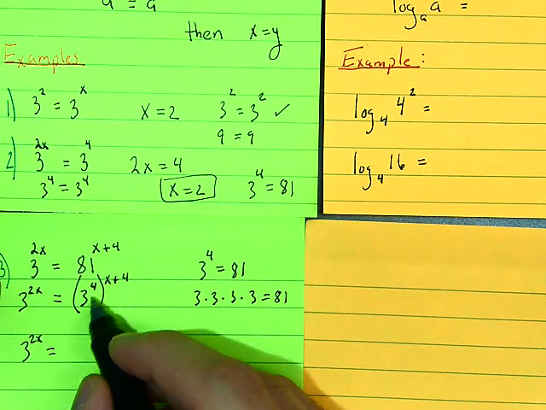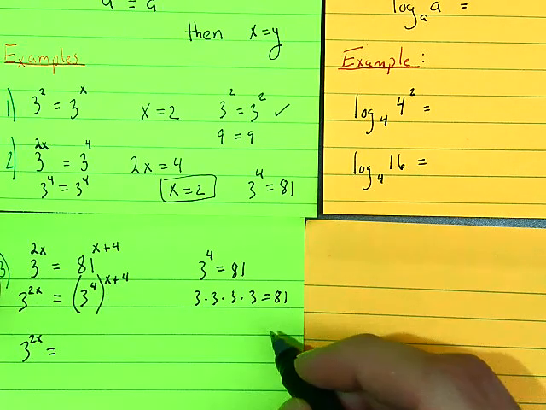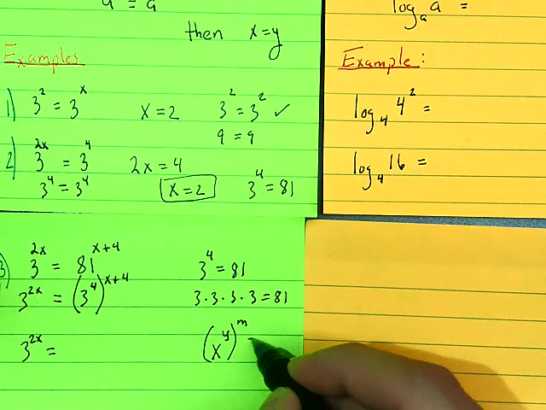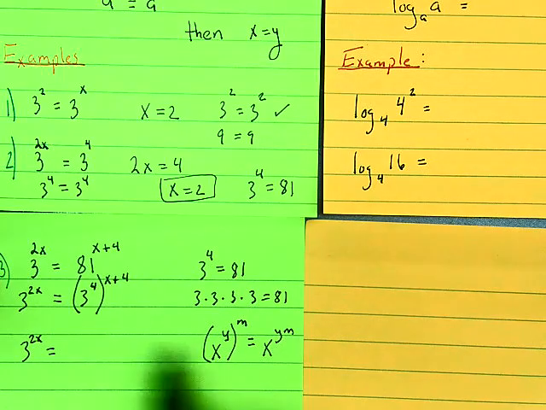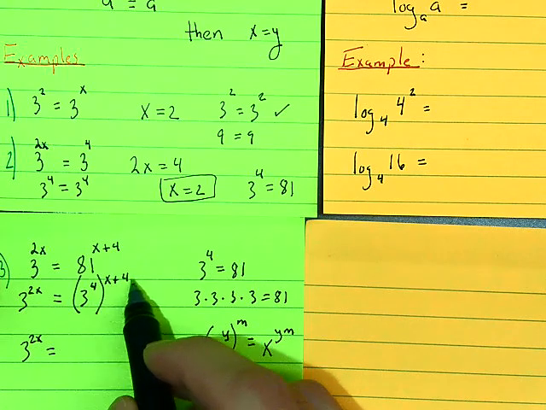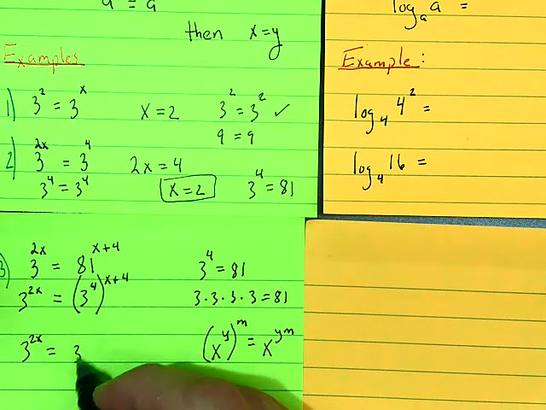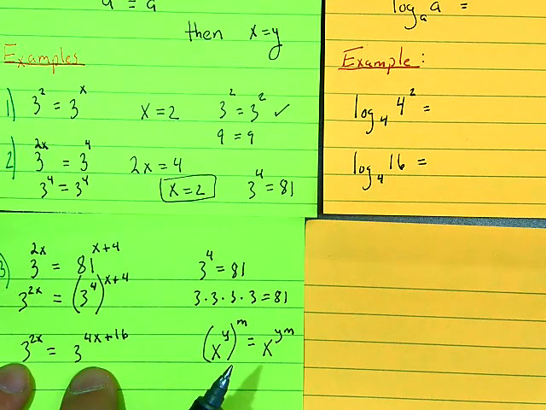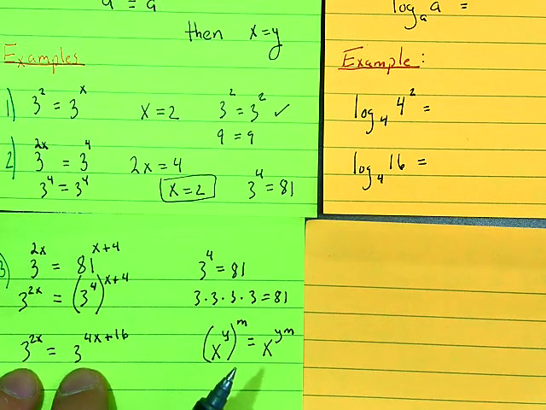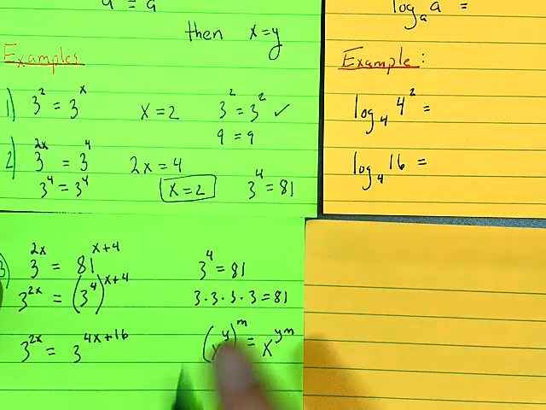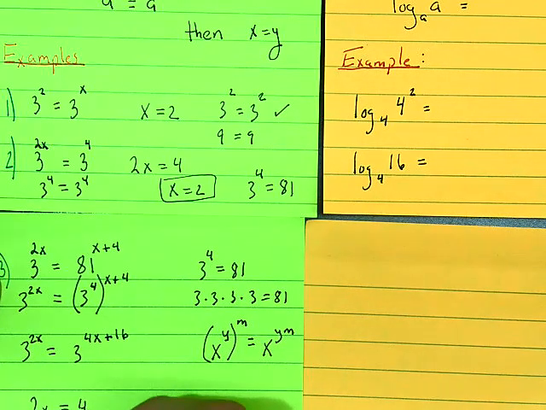This doesn't change. But then what do you have to do here? Don't you remember, if I have some x to the y to the m, for example, this is x to the ym. You're supposed to multiply this 4 times x plus 4. So it's 3 to the 4x plus 16. And now, because the bases are the same, that means the exponents have to be equal to each other. So 2x is equal to 4x plus 16. And now I could solve for x.